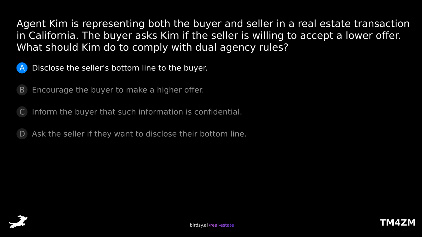Is it A, disclose the seller's bottom line to the buyer? B, encourage the buyer to make a higher offer? C, inform the buyer that such information is confidential? Or D, ask the seller if they want to disclose their bottom line? The answer is C, inform the buyer that such information is confidential.